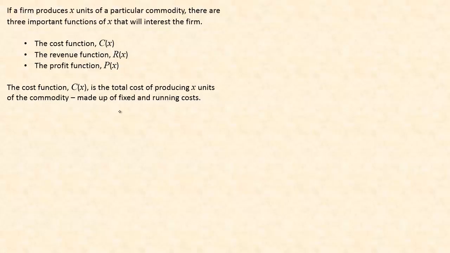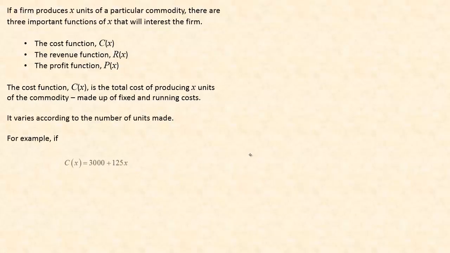The cost function is the total cost of producing X units of the commodity. This can be made up of both fixed costs, which you spend whether or not you produce anything, and running costs, which obviously mount as you produce more units. It varies according to the number of units made.